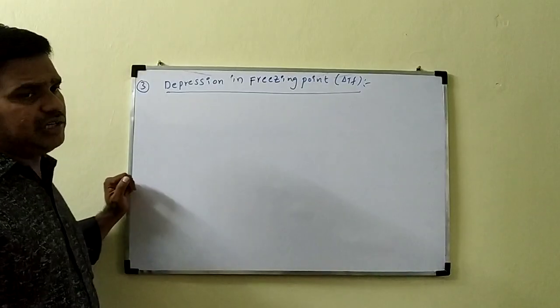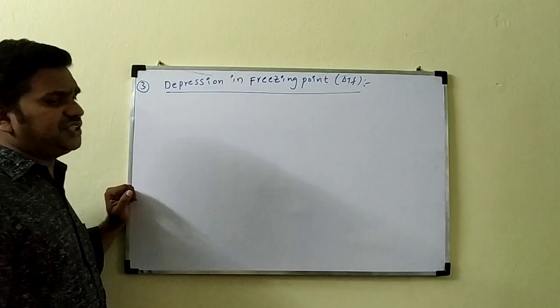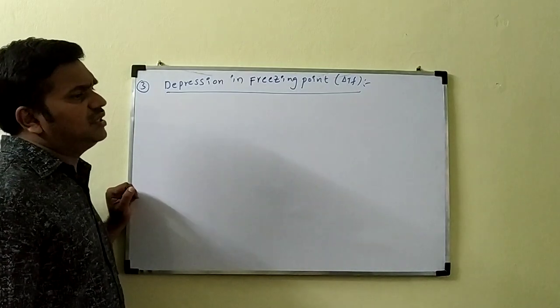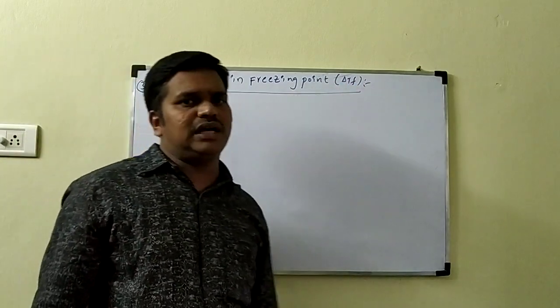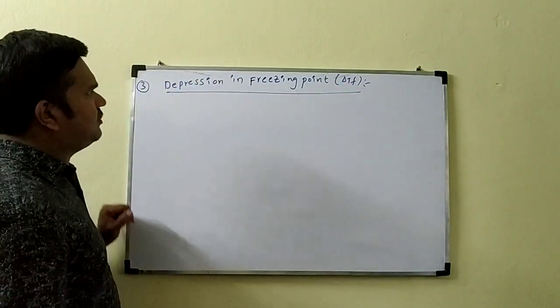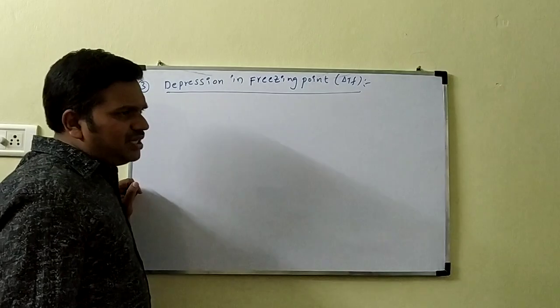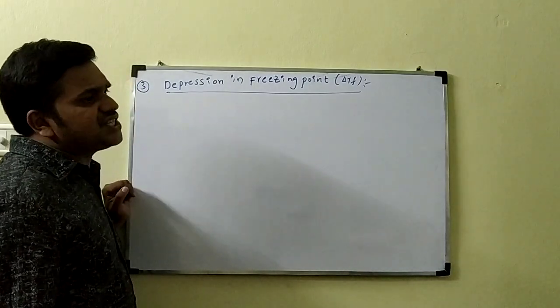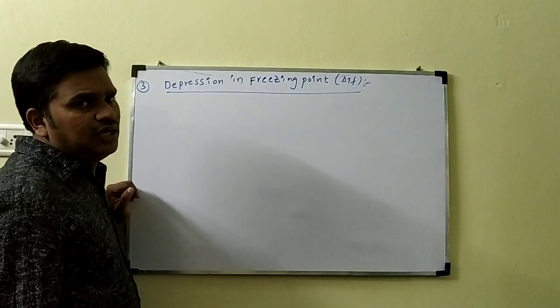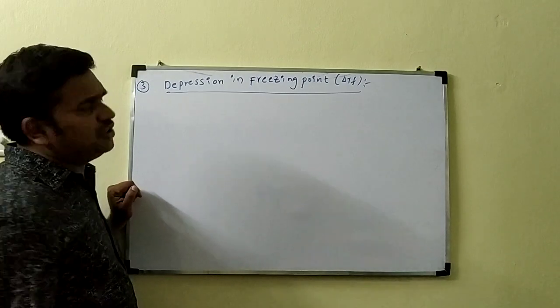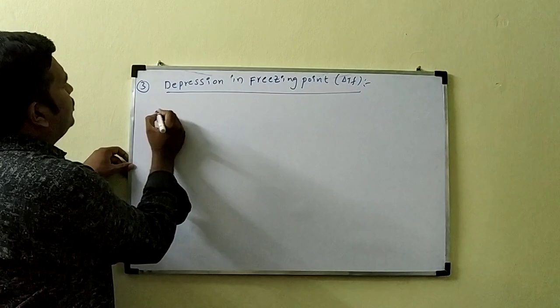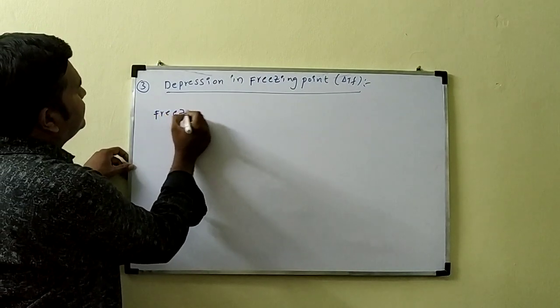So the next colligative property we have is depression in freezing point, generally expressed as delta TF. Depression means a decrease in the freezing point of the solution. First, we have to know what the freezing point is.